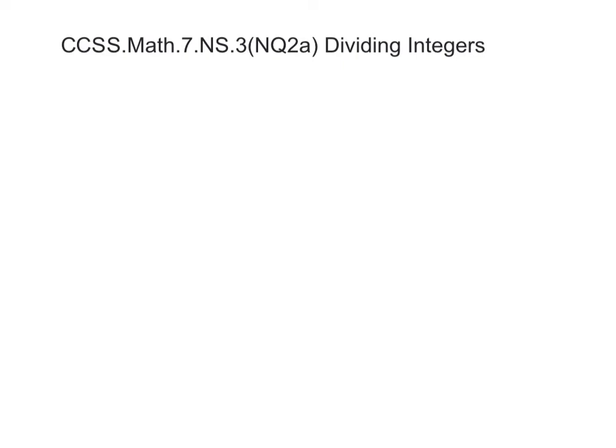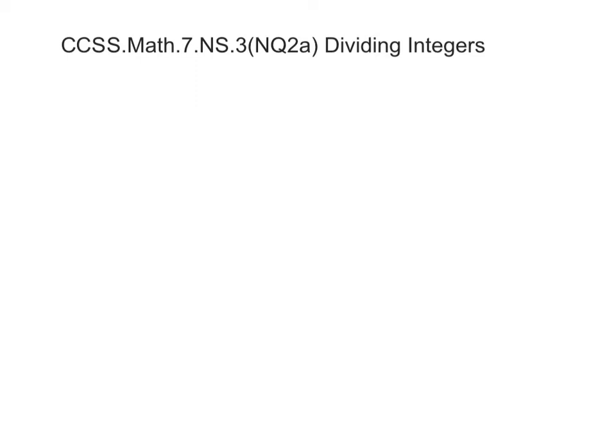Common Core State Standards, Math, 7th grade, Number Systems 3, Number Quantity 2A, and we're talking about dividing integers. And this is the last thing you can do with integers. So we've done adding, subtracting, multiplying, and today it is dividing. Make sure you pop this into your graphic organizer, and let's go.